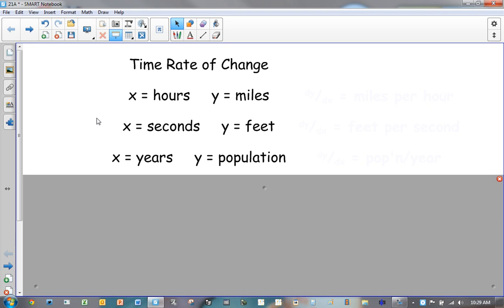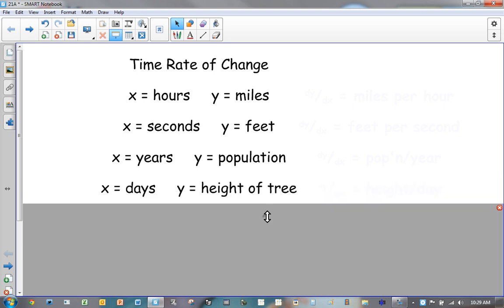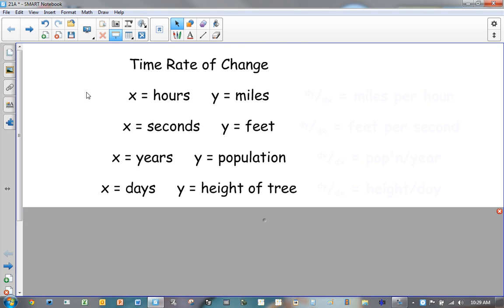Okay? Let's say you wanted to track population over a number of years, same thing. Independent variable is years, dependent variable is population. Let's say you wanted to measure the height of a tree after a certain number of days, same thing. X is the number of days and y is the height of the tree. So all of those examples have an x variable that is measured using a unit of time: hours, seconds, years, and days. So that is the most common. You can think of tons of other examples.